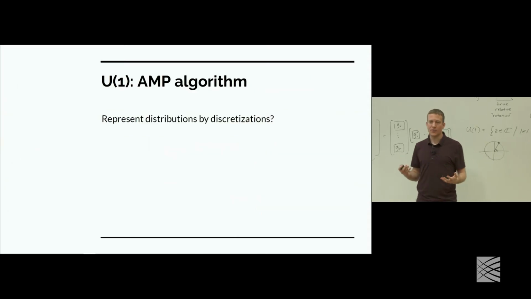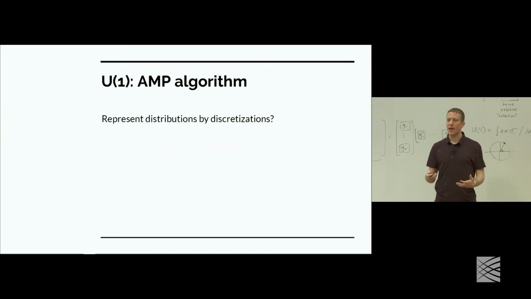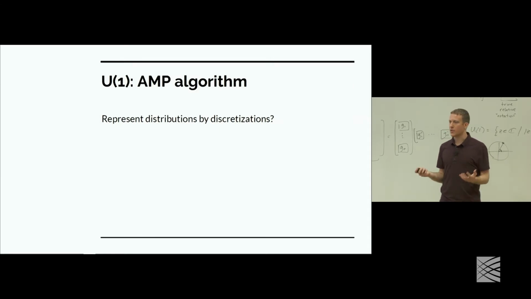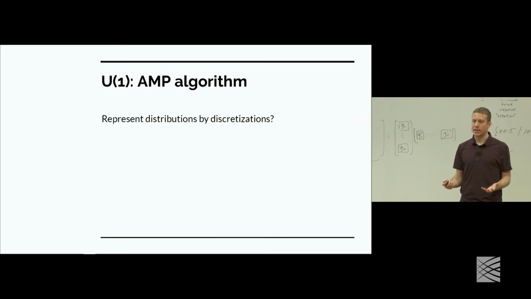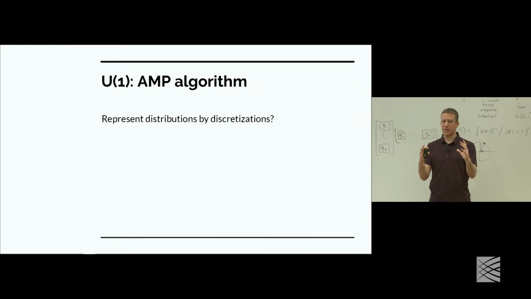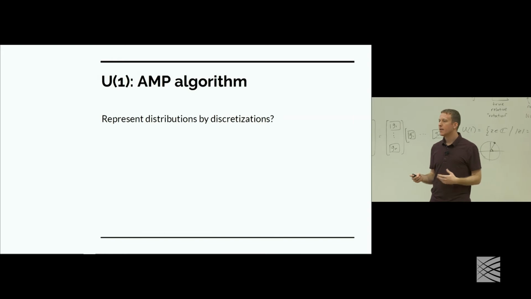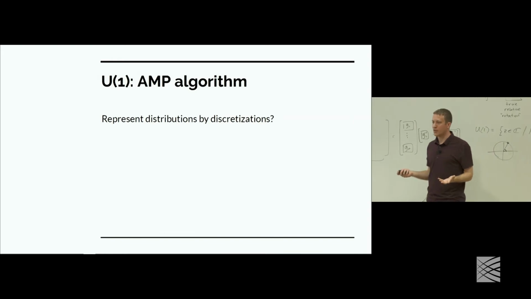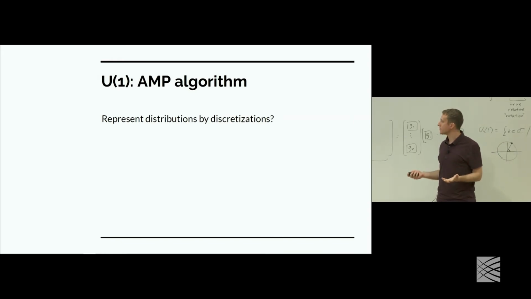Okay, so what do we want to do? We want to derive the AMP algorithm for this setting. And on a high level, what do we need to do in order to do that? We need to be able to think about distributions over the unit circle, right? Because that's what these nodes need to pass around to each other in order to implement the algorithm. So how do we represent distributions over a unit circle?